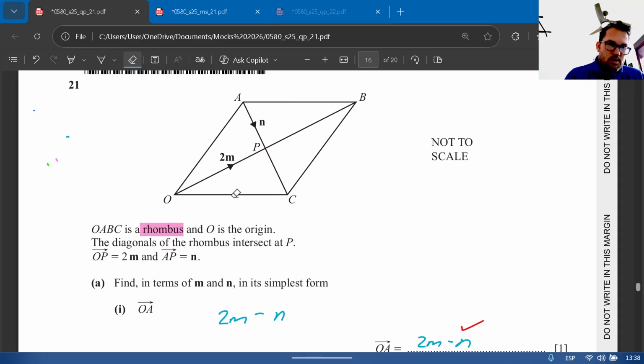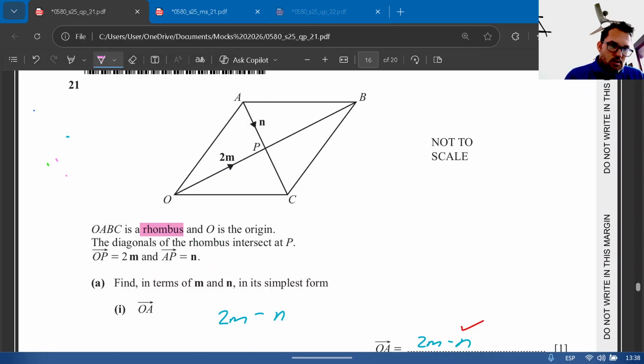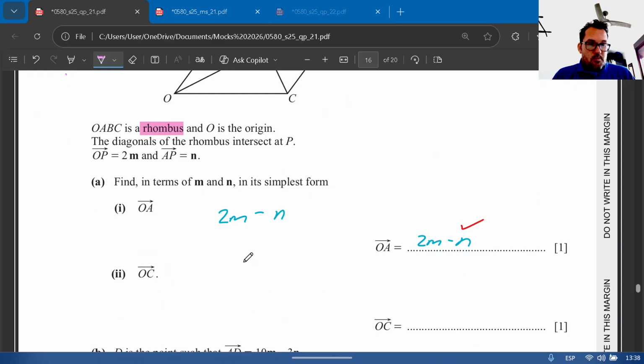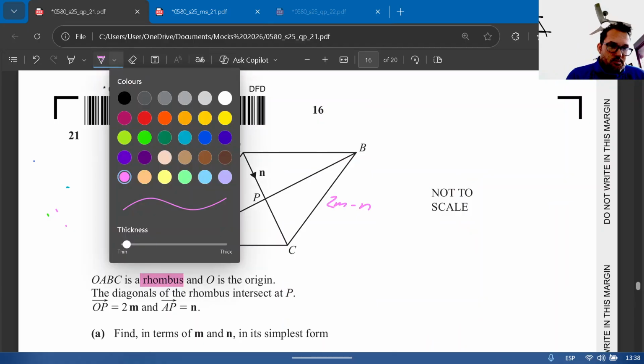Right, and we just write in there what we know so far. So we know now that this is 2M minus N, which means this is 2M minus N, because they are parallel and they are the same length. They have the same vector. So OC is the next one to find.